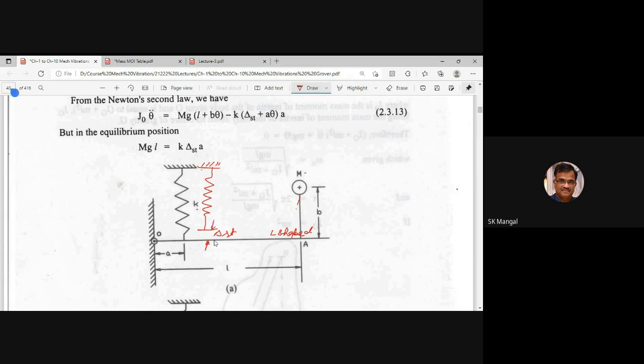So here the spring force is nothing but K delta ST, and the spring is basically under tension here. So you are having an internal tension, and the internal force is given by this.